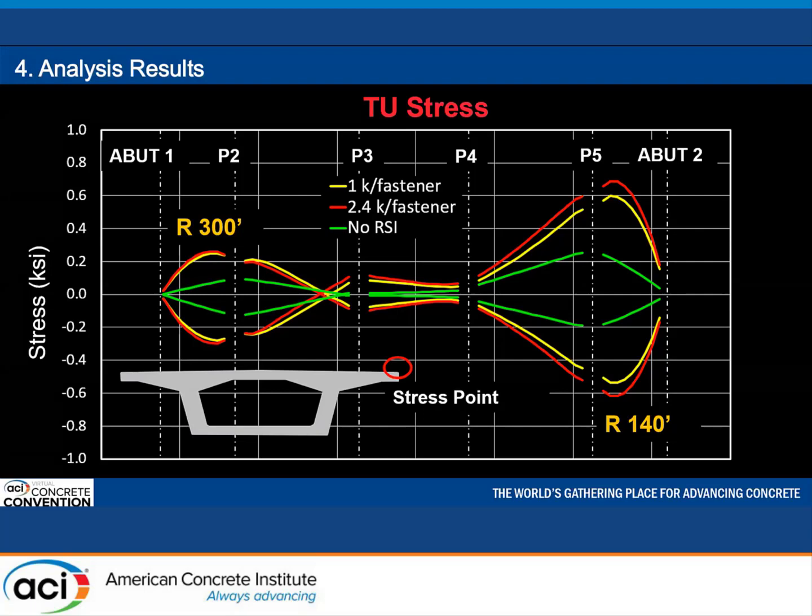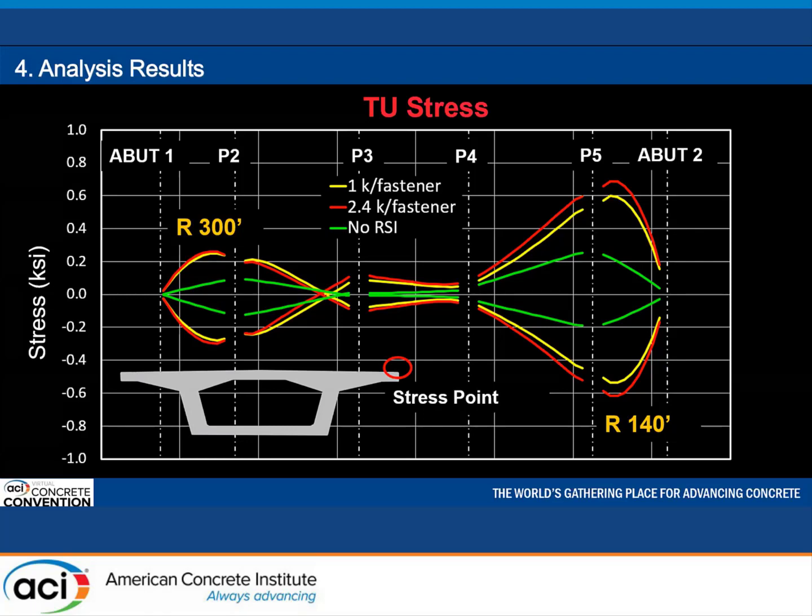What becomes apparent from this stress plot is that there is a significant difference between stresses when RSI is considered versus when it is not, and that it is the mere consideration of RSI that has the greatest effect on the state of stress, and not the rail fastener spring properties themselves.